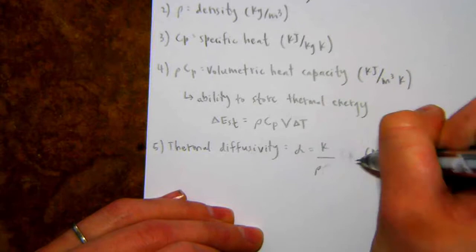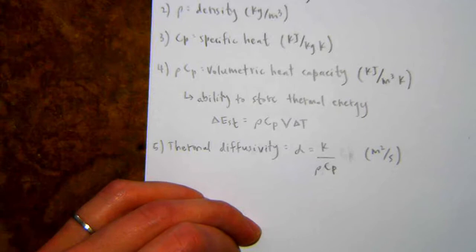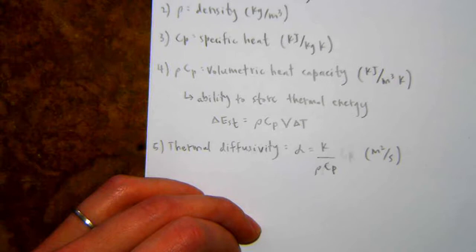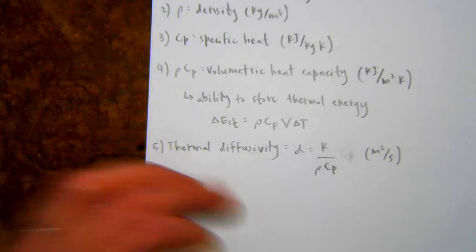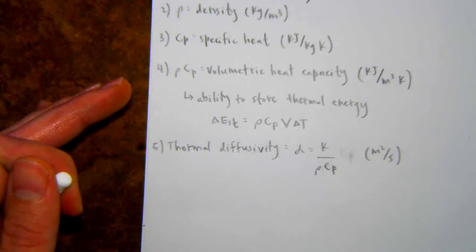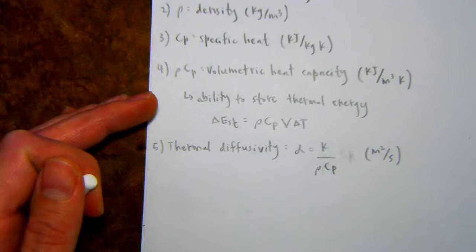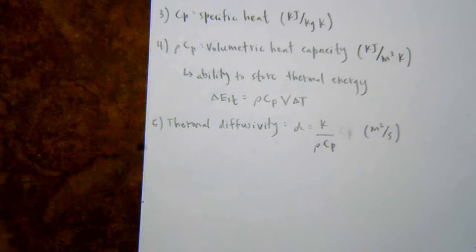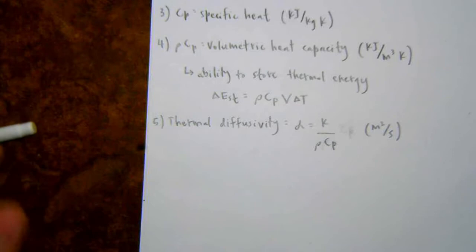store thermal energy versus its ability to conduct it. So thermal conductivity K is the ability to conduct heat, and rho Cp is the volumetric heat capacity, its ability to store it. So if you have a large diffusivity, the material is going to respond quickly to thermal changes. It's going to diffuse the thermal changes quickly. A small alpha will take longer to come to equilibrium. Yes, alpha. Okay, any questions on that?